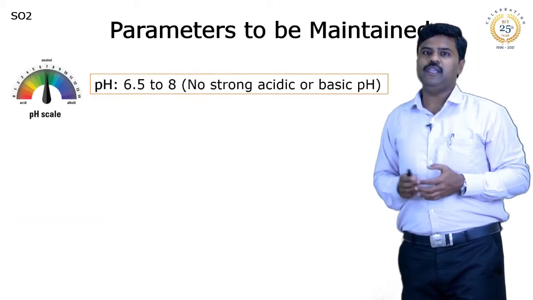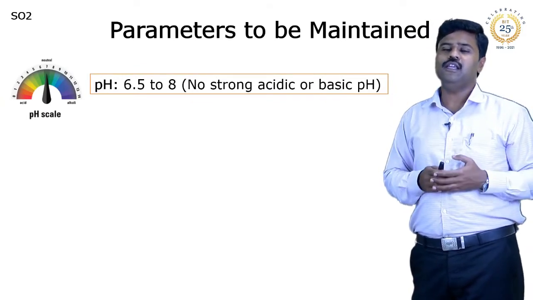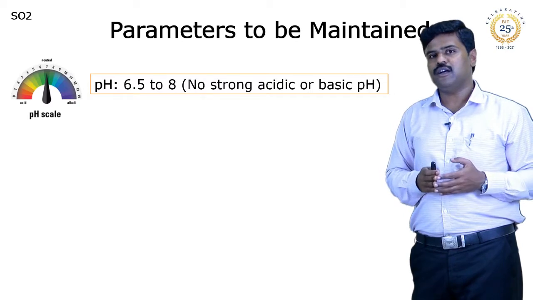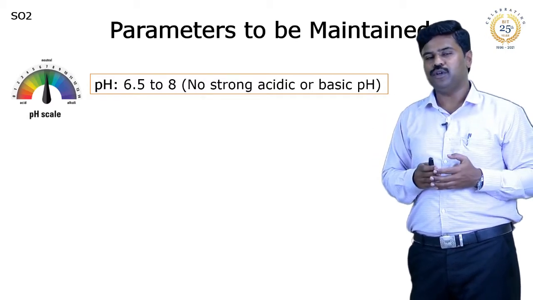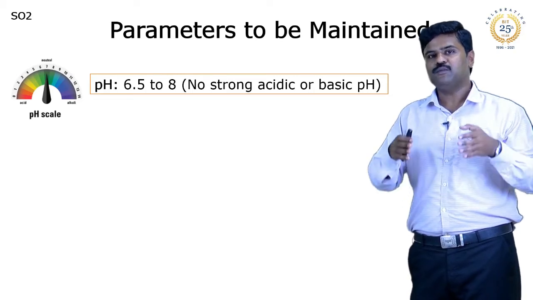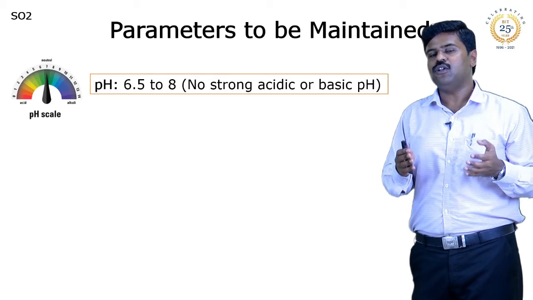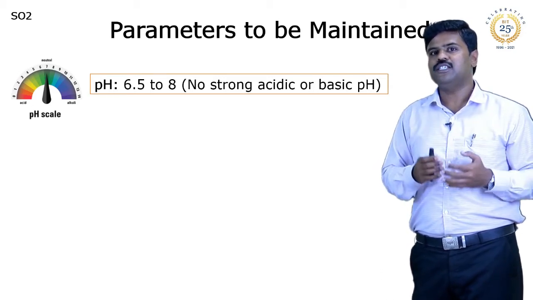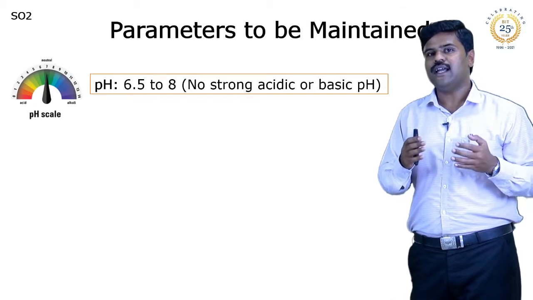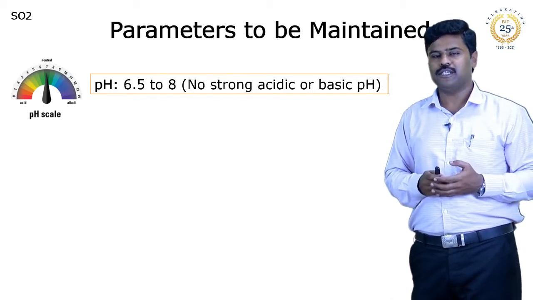Next we see about the pH. The pH for biogas production should be maintained at neutral condition. This is because during the process of anaerobic digestion, lots of acids get produced. Due to this, the system's pH will go down. When the pH goes down, this will not allow the bacteria to grow. So to avoid that, if you maintain the pH at neutral condition, it will enhance bacterial growth and ultimately result in a higher amount of biogas production.